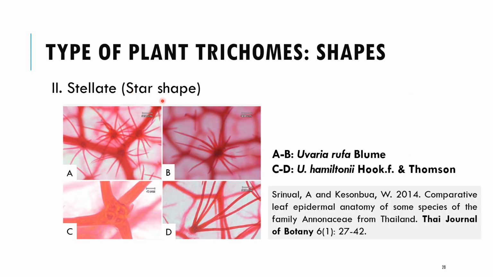This is stellate hair or stellate trichome, and I show you the stellate hair of Uvaria lufa and Uvaria hamiltonii. This trichome is a special kind of branched hair, and they provide more protection than similarly distributed simple hair.